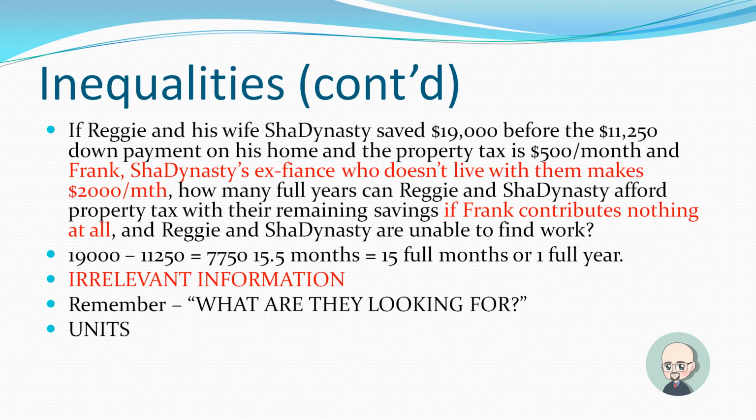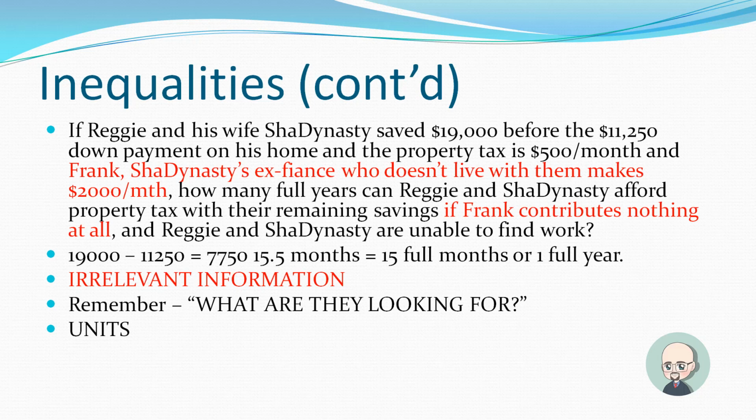So that means there's no additional income if they can't find work. Now, let's think back. So what numbers do we need? $500 a month, all right? So we figured out that Reggie and Dynasty had saved $19,000. And they had spent $11,250 of that on a down payment. So we subtracted 19,000 minus 11,250 came up with 7,750.